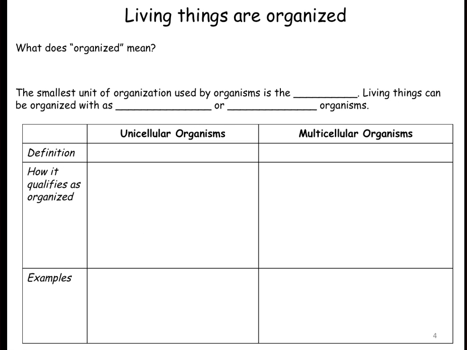So let's begin to elaborate on each of the 6 characteristics so that we really understand their meaning. We will begin with characteristic 1, which is that living things are organized. Think for a moment about what the word organized means to you. How might you define it? I'll pause for a second to let you think about it.